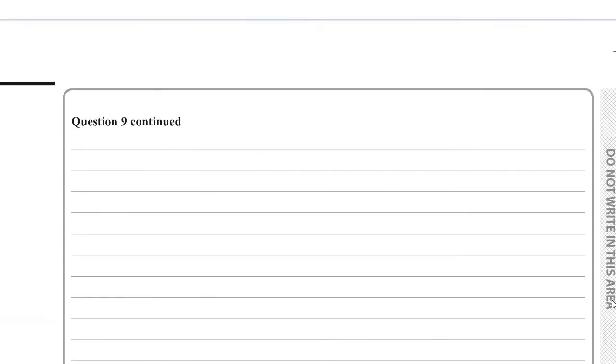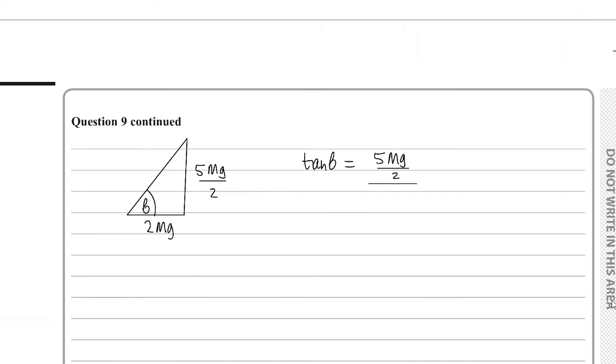So if we quickly draw a triangle here, this is 5 mg over 2. This was given to be 2 mg, and that was theta. So obviously tan theta is 5 mg over 2 over 2 mg, which is 5 over 4. That was part C.